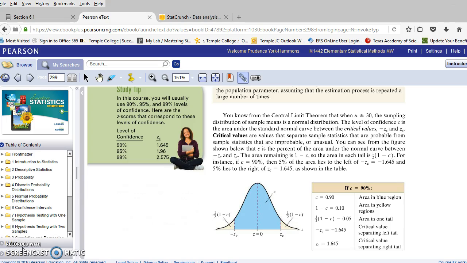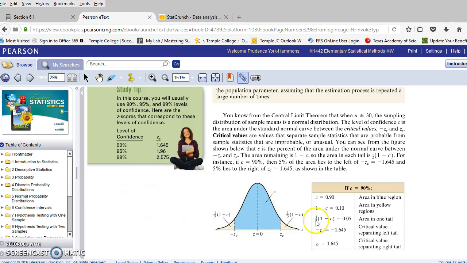I did want to draw your attention to page 299 in your e-text. There's a study tip about common levels of confidence, for example, 90%, 95%, 99%. And they give you a Z value, what they refer to as a critical value for Z, or Z sub C, that you would find for each one of those levels of confidence. Now, you can find these values of Z by using Statcrunch, much like we've done in sections 5.2 and 5.3.